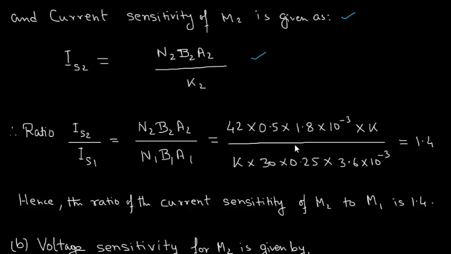Putting the values, we get 42 multiplied by 0.5 multiplied by 1.8 multiplied by 10 to the power minus 3 multiplied by K upon K multiplied by 30 multiplied by 0.25 multiplied by 3.6 multiplied by 10 to the power minus 3, which is equal to 1.4. Hence, the ratio of the current sensitivity of M2 to M1 is 1.4.